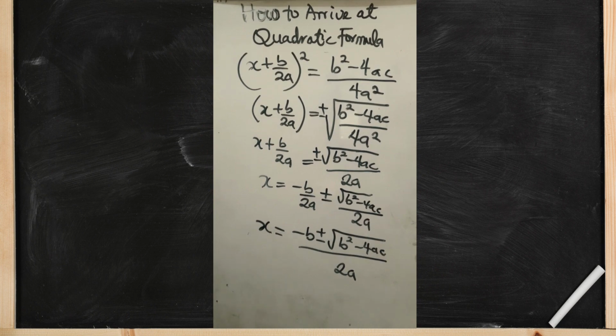So when you are given a question to solve or to prove that x equals minus b plus or minus the square root of b squared minus 4ac over 2a, which is the quadratic formula, you can see how we arrive at that.